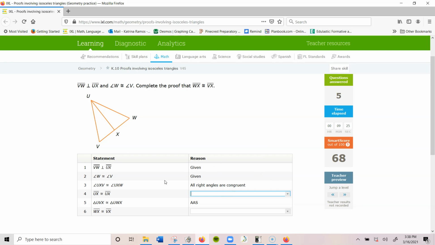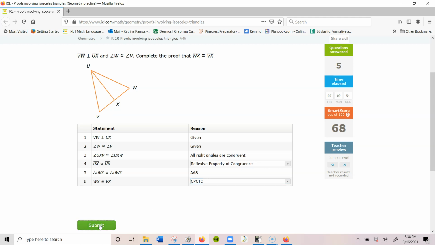So by drawing these out, you get a much clearer picture as to how these triangles would be congruent. Now this one is easy because if you look at it, you don't necessarily need to know the rest of it. You have here that UX is congruent to UX. Again, that is the reflexive property of congruence because it's using the congruent symbol. Then they've already proven that these two triangles are congruent. So if they're congruent, that means that their parts must also be congruent. So that's the CPCTC.